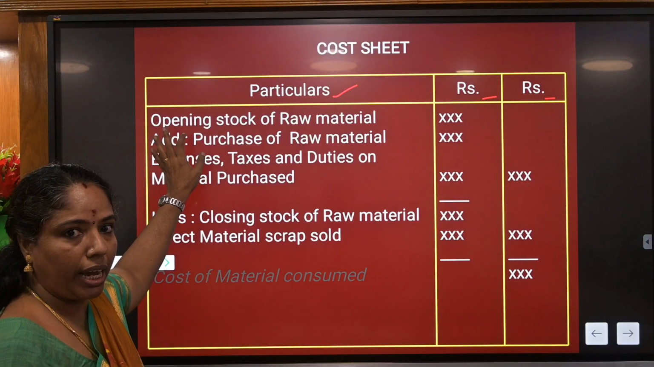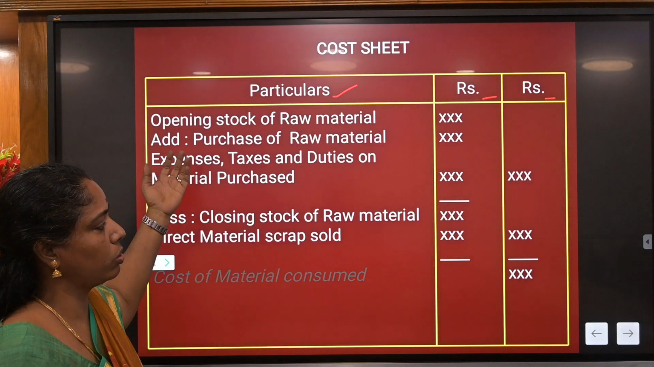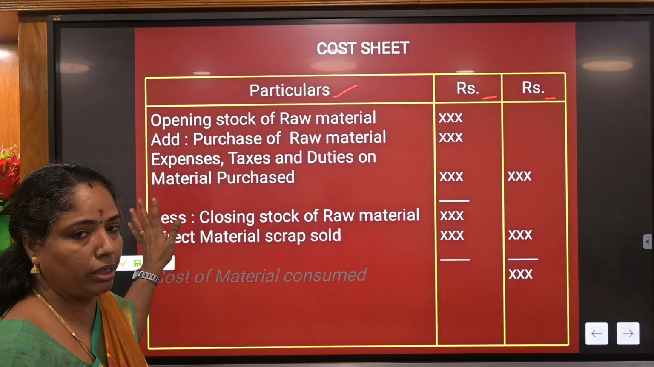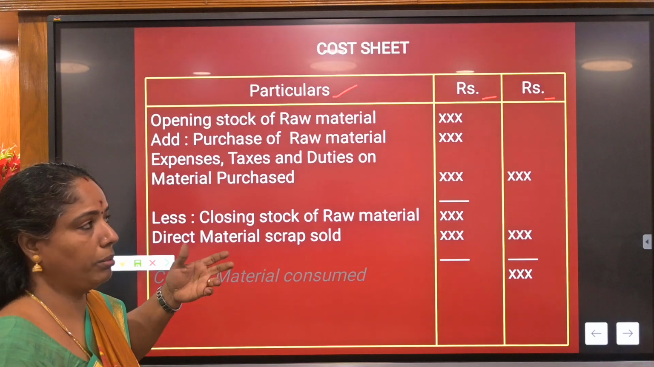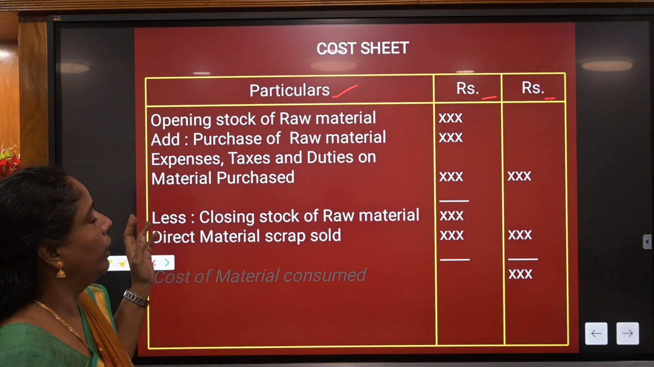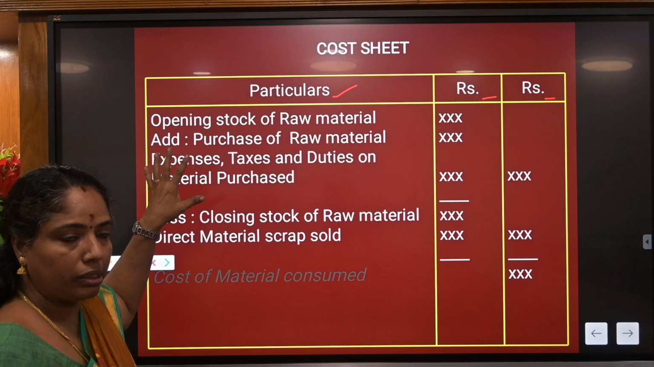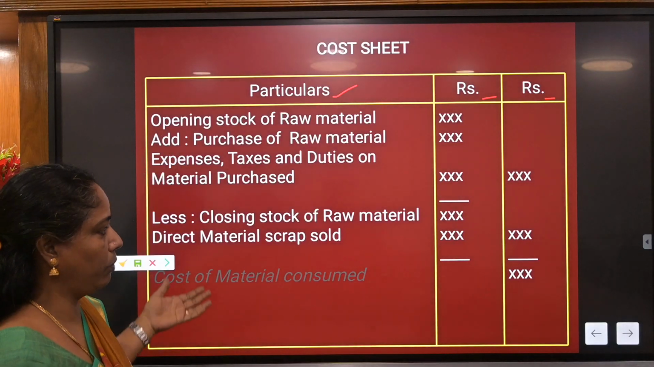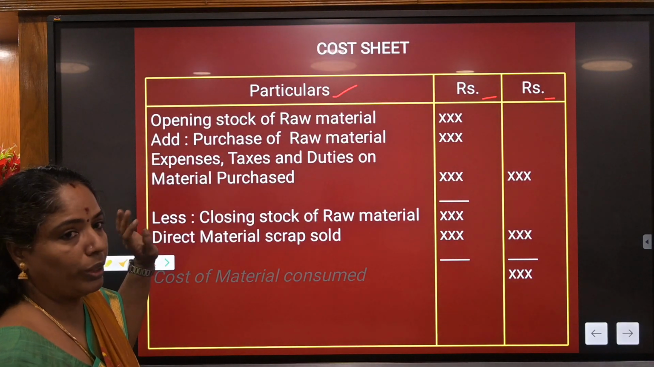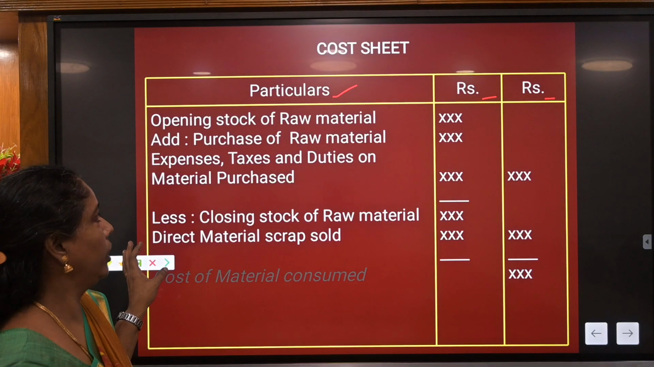So first we start with opening stock of raw materials. In every sum they won't give opening stock and closing stock of raw materials. But in a few sums in 10 marks, they may ask opening stock and closing stock of raw materials. In that case, if they gave opening stock of raw materials, we have to calculate with the following adjustments. First, we start with opening stock of raw materials, which we have to give in the first inner column.